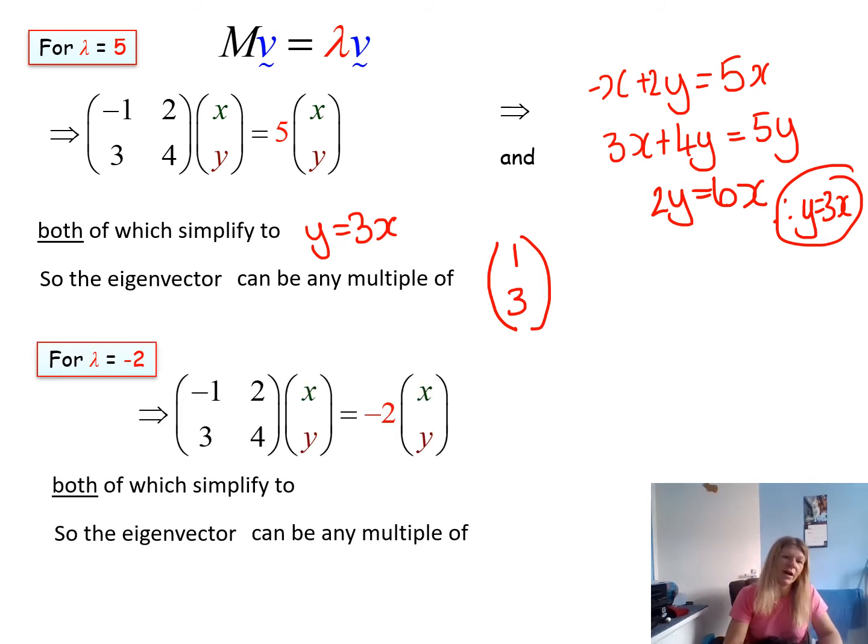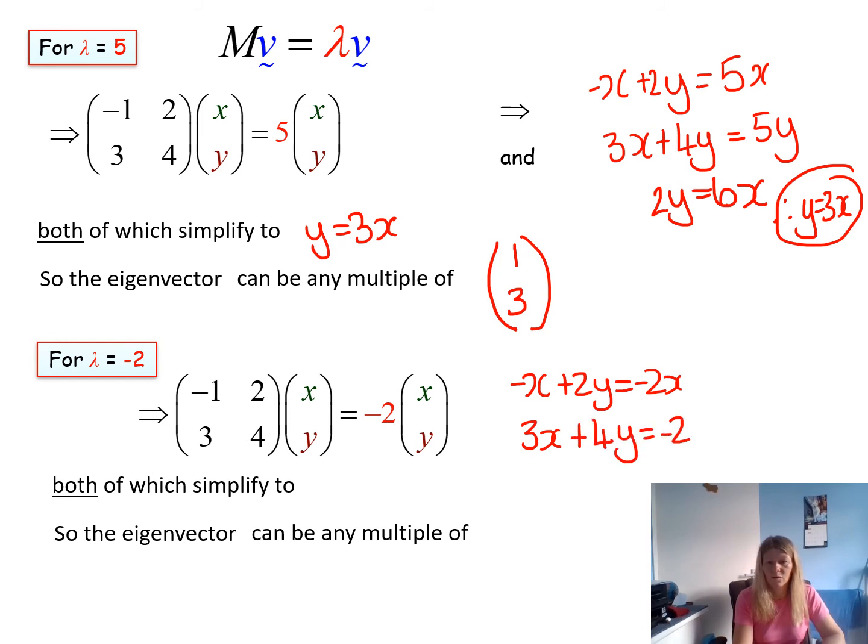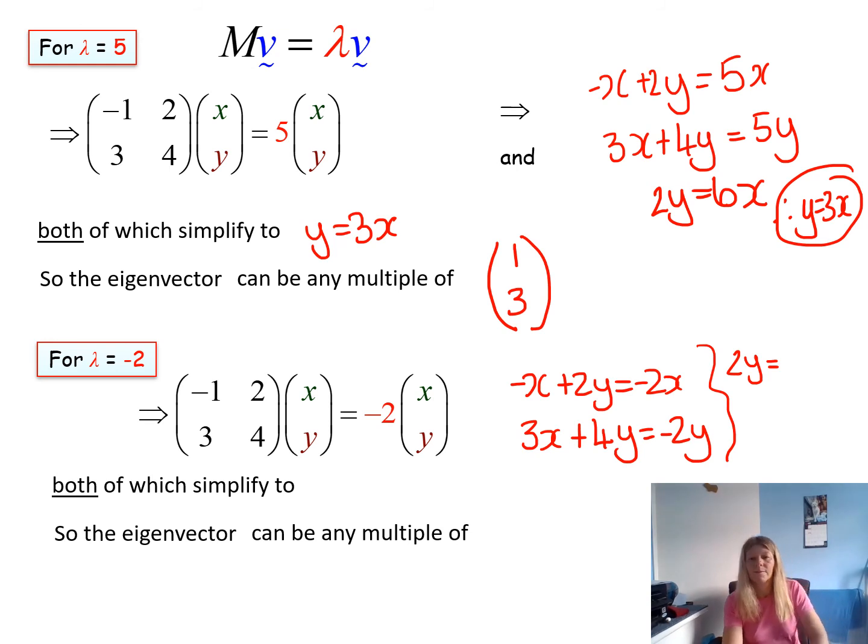Right, the other one, we had the eigenvalue of minus 2. So put minus 2 in as your lambda. And what does this give us? Well, that gives us minus x plus 2y equals minus 2x, and 3x plus 4y equals minus 2y. So what's the first one giving? Take that over, add, so that's minus x, isn't it? And therefore y equals minus x over 2.